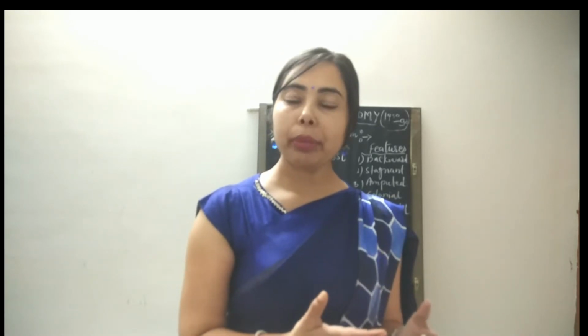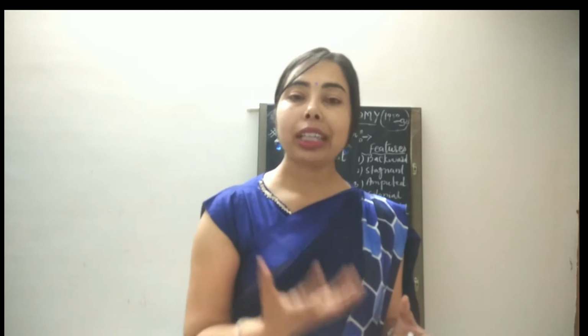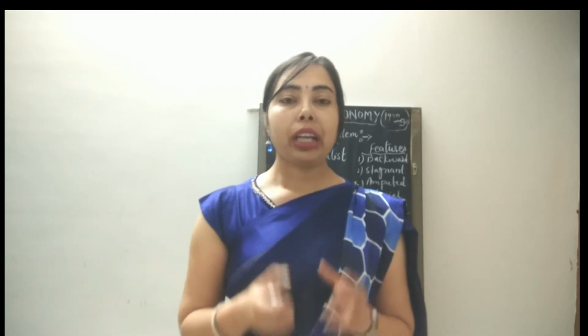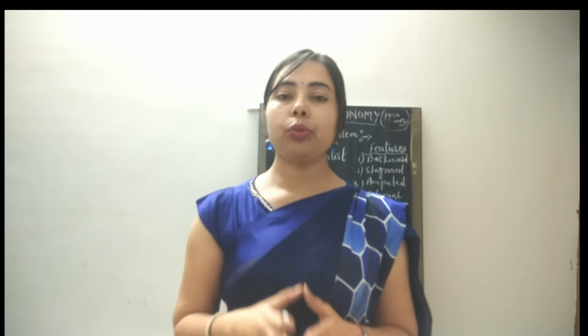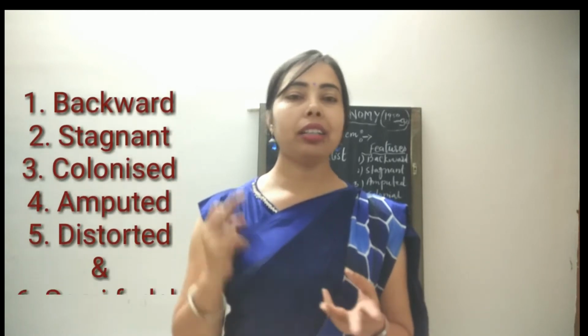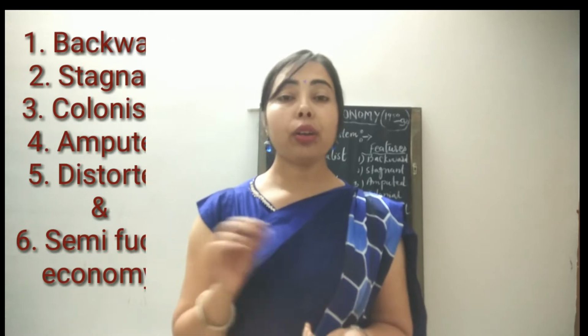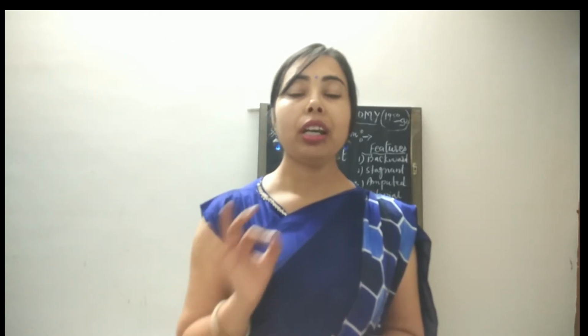Imputed economy means our economy was a fragmented one. Some areas were ruled over by some emperor or king, kingdom rules were there. So there was a fragmented economy. So these all things we have seen. Our economic structure was backward, stagnant, colonized, imputed, distorted, and also semi-feudal.